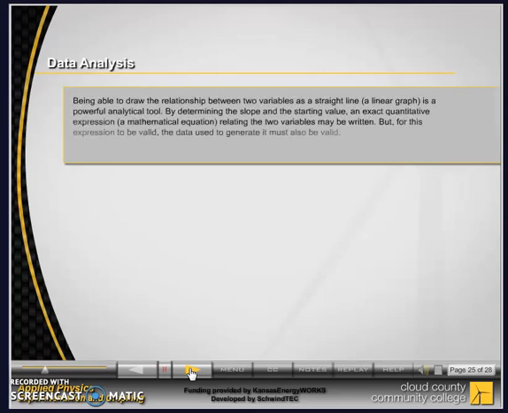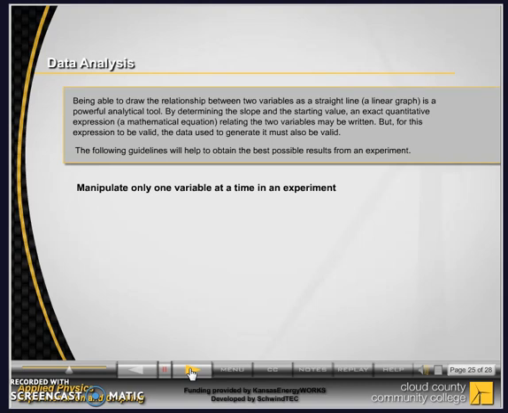Being able to draw the relationship between two variables as a straight line is a powerful analytical tool. By determining the slope and the starting value, an exact quantitative expression, a mathematical equation, relating the two variables may be written. But for this expression to be valid, the data used to generate it must also be valid. The following guidelines will help to obtain the best possible results from an experiment. Manipulate only one variable at a time in an experiment. If other variables are to be investigated, each should be looked at separately with all other variables held constant.